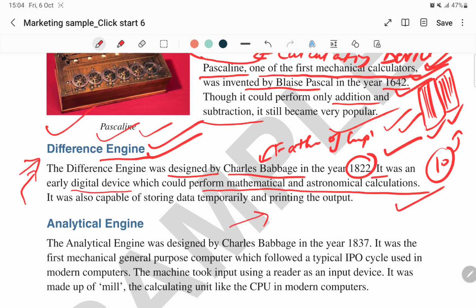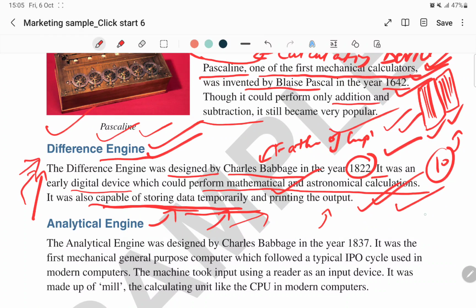the difference engine comes under the main topic of early calculating devices. It also performed mathematical calculations. Along with that, it is also performing astronomical calculations, and it is also capable of storing data, along with calculating the things, mathematical operations, and astronomical calculations. Again, it has one more feature of this particular calculating device, whose name is difference engine. It is also capable of storing data, but temporarily.